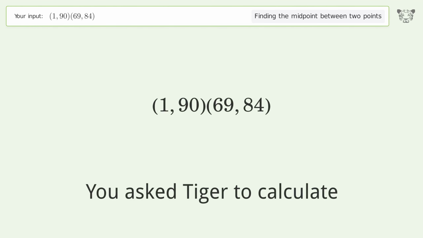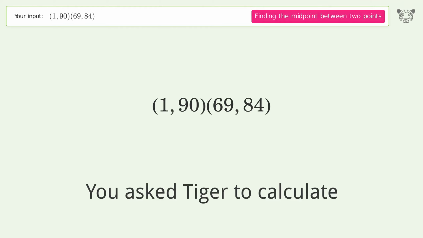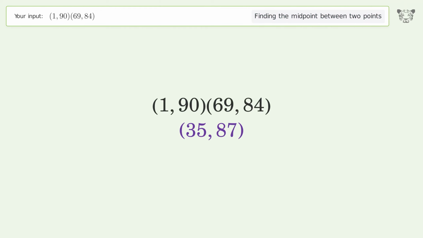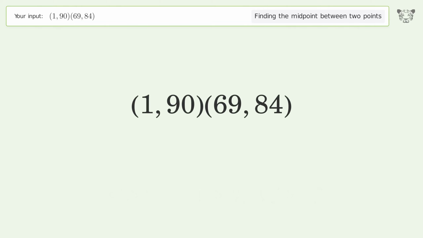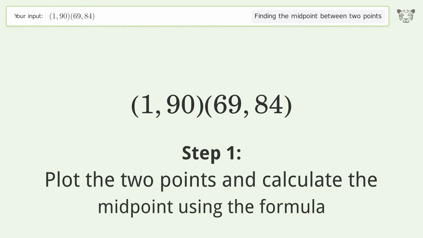You ask Tiger to calculate. This deals with finding the midpoint between 2 points. The midpoint between the 2 points is 35,87. Let's solve it step by step. Plot the 2 points and calculate the midpoint using the formula.